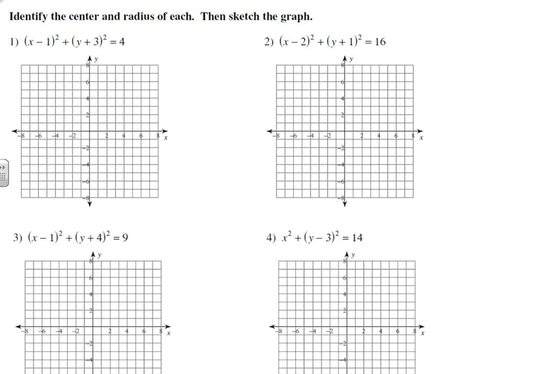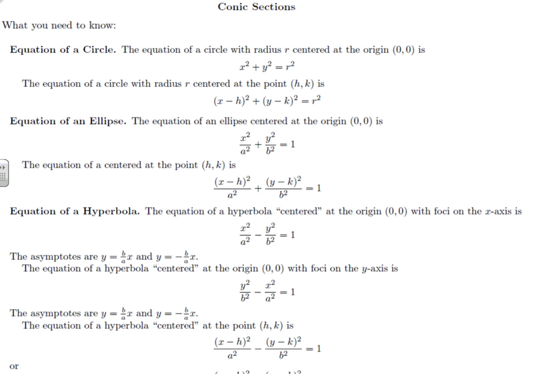Then I went to some problems. I'll just leave these for you. Identify the center and radius of each and then sketch the graph. So for this first one, the center is (1, -3). The radius is 2. Just to kind of remind you of things. I just put this one on here as well since we didn't have a definitive lesson about it. For the circle, just a reminder that you should know that.